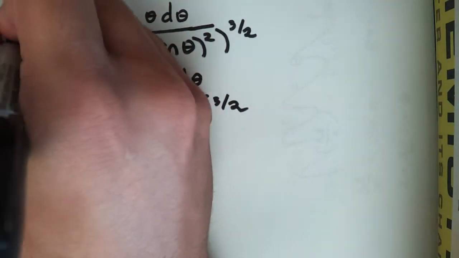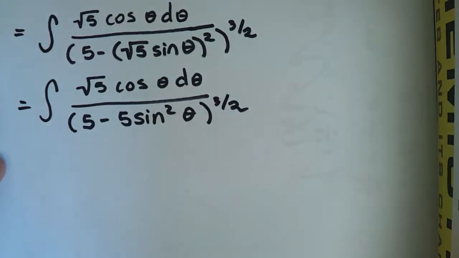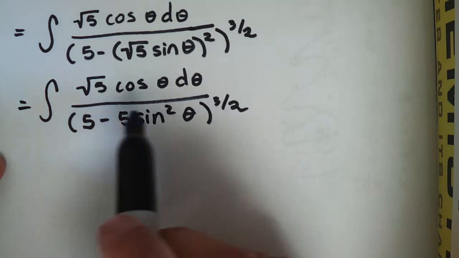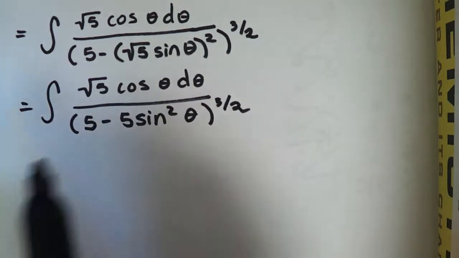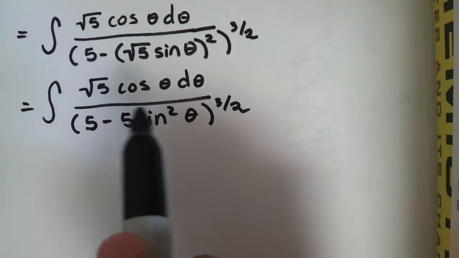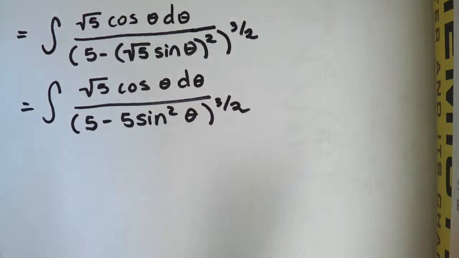I'm going to put equal signs, just so you know where we are. The next thing I'm going to do is, because you can't really simplify the top very much, I'm going to try and simplify the bottom a little bit. So I see that there's 5 in both terms. I'm going to factor that out.